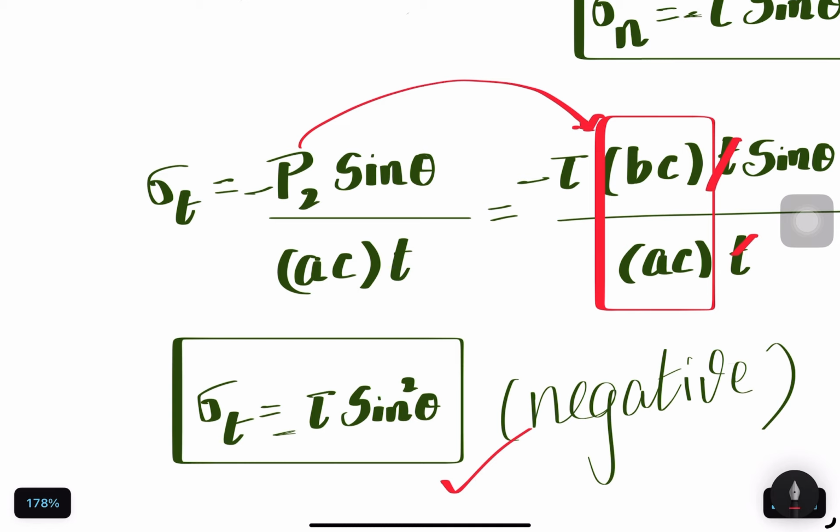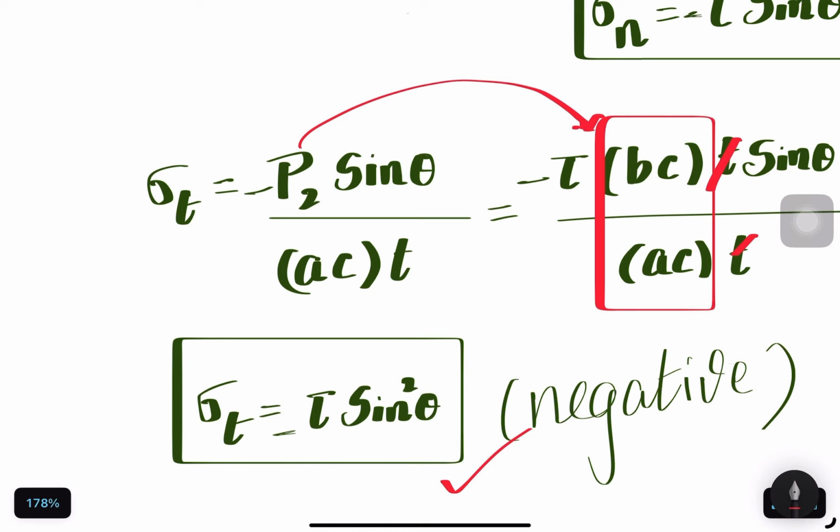So what we have done so far, we have got the expression for the normal load acting on the inclined plane due to P1 and also due to P2, and the tangential load that is acting on the inclined plane due to P1 and also due to P2. Well, we computed separately.